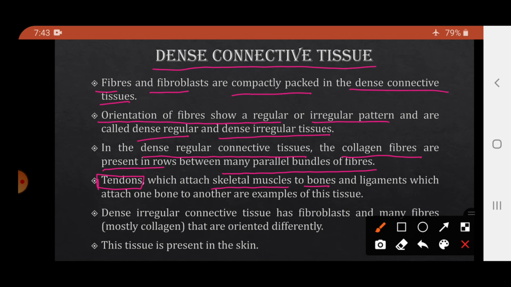Okay, so स्केलेटल मसल्स को बोन के साथ अटैच कौन करता है? Tendons. And another is the ligaments which attach one bone to another. These are the examples of the tissue.